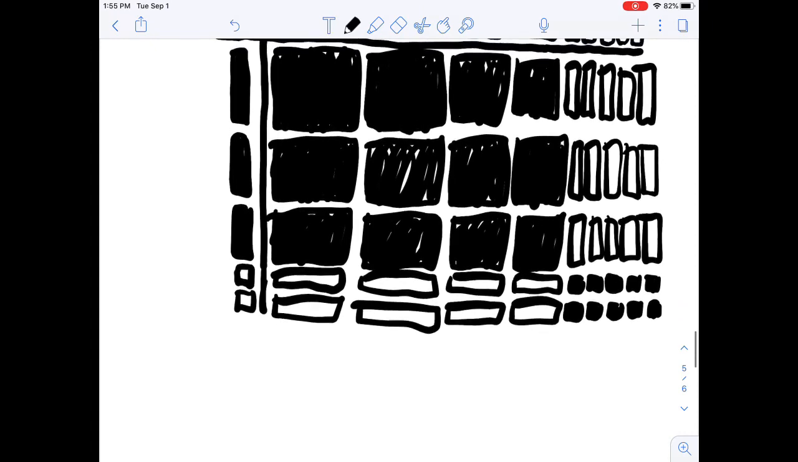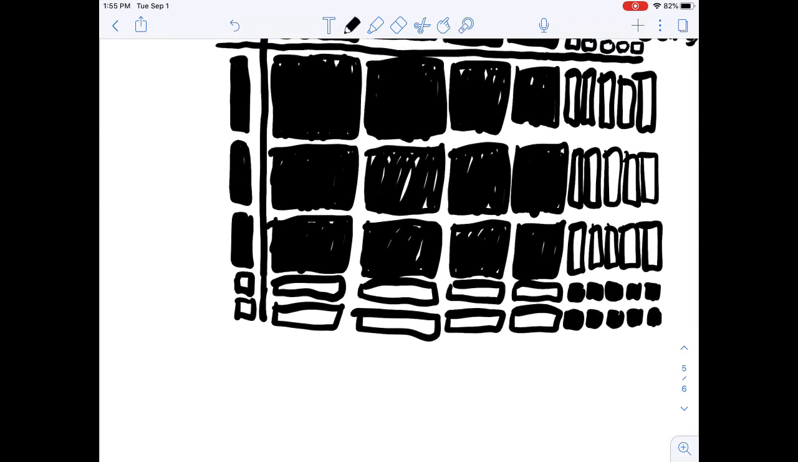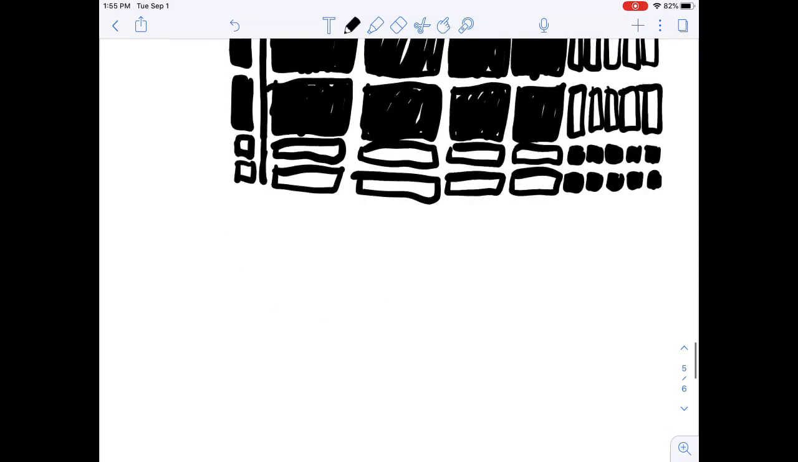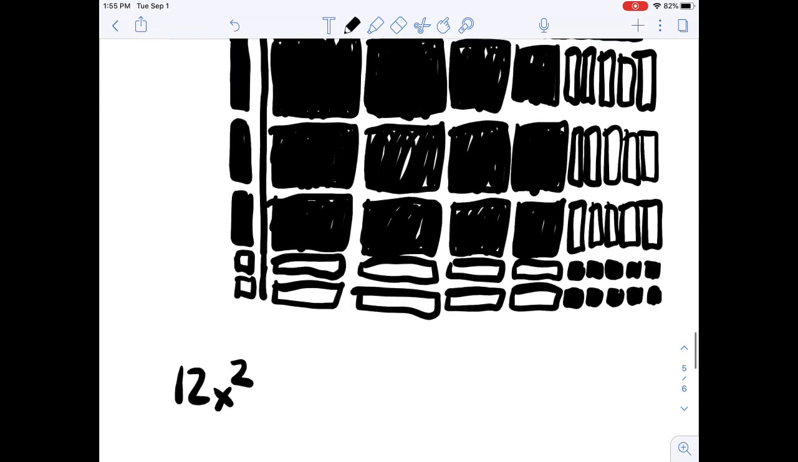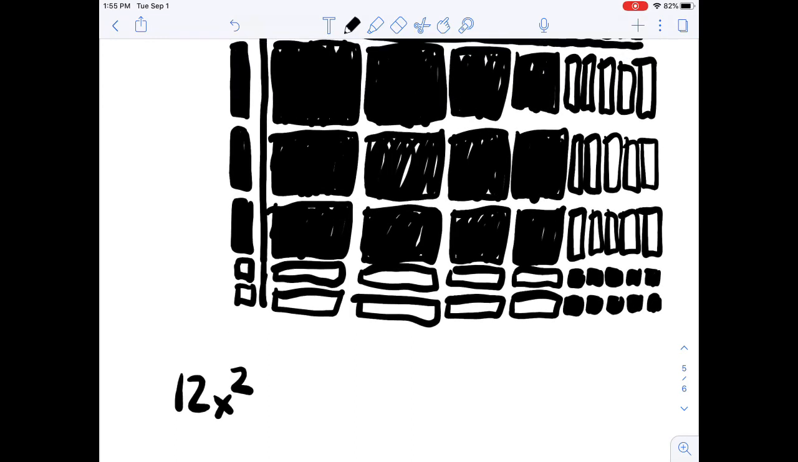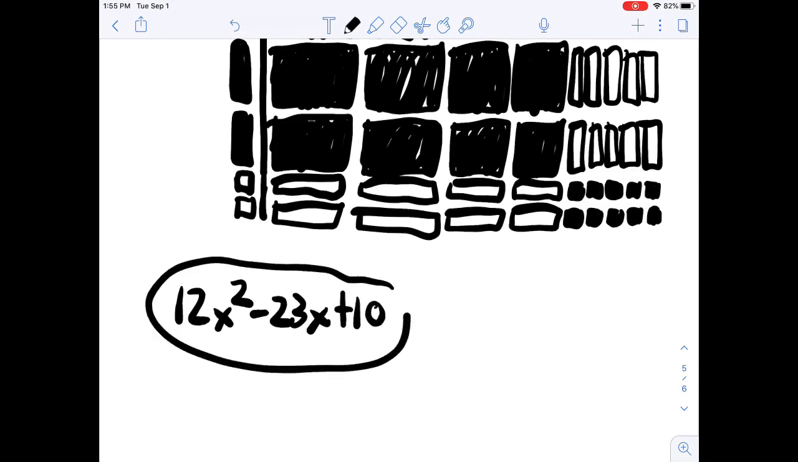So now we're going to write this out using algebraic terms. So we have 12 big squares shaded. So that's 12x squared. And then 15 plus 8. So that's 23 unshaded rods. So that's -23x. And then 10 shaded small squares. That's +10.